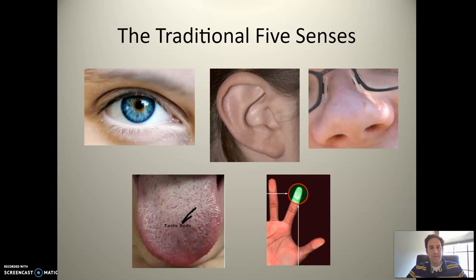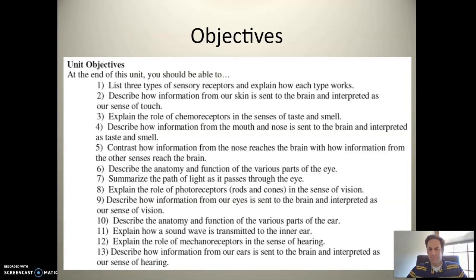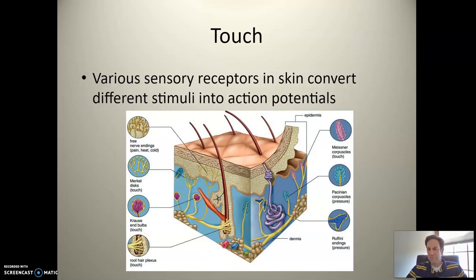So again, we're going to be zooming in on these traditional five senses in this course, and we're going to start with the boring one, touch. Touch isn't boring. It's actually quite an important sense, but it's a little less interesting than sight, for example.